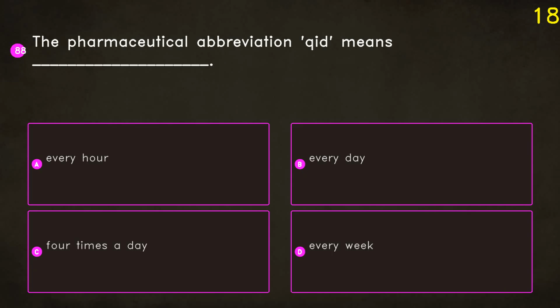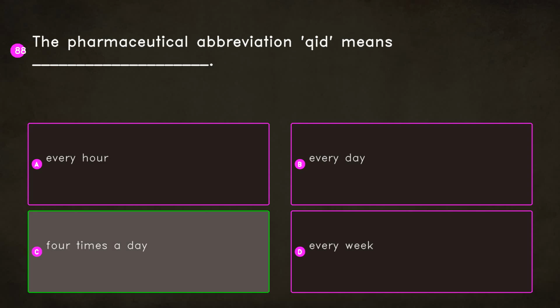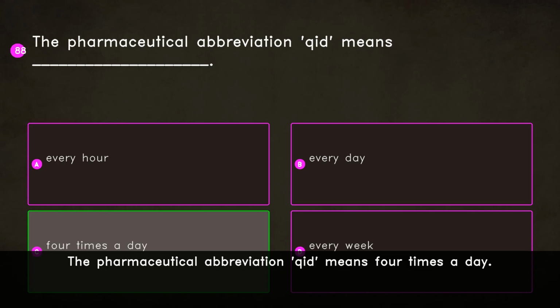Question 88. The pharmaceutical abbreviation QID means blank. A. Every hour. B. Every day. C. 4 times a day. D. Every week. The correct answer is 4 times a day. The pharmaceutical abbreviation QID means 4 times a day.